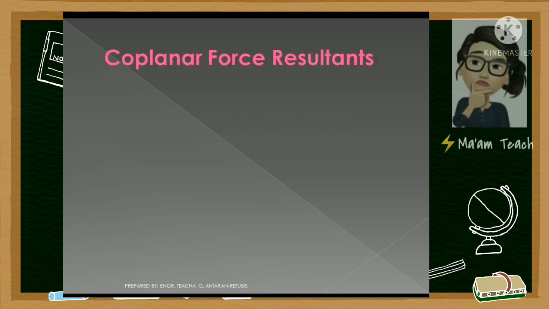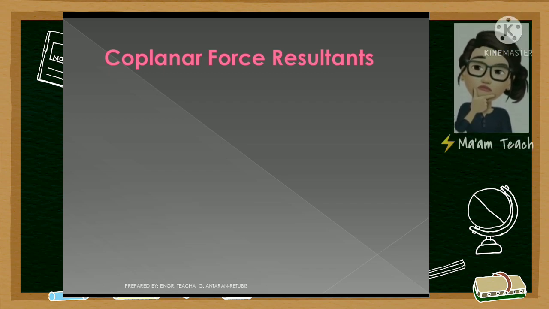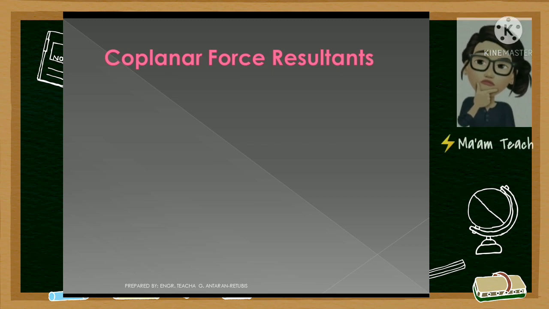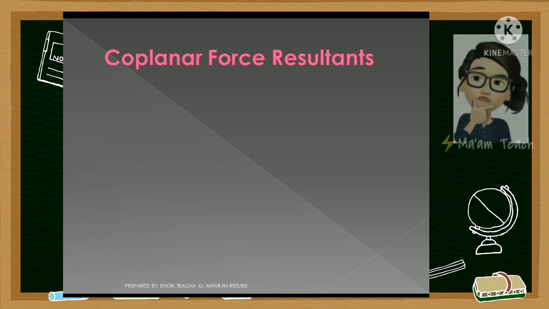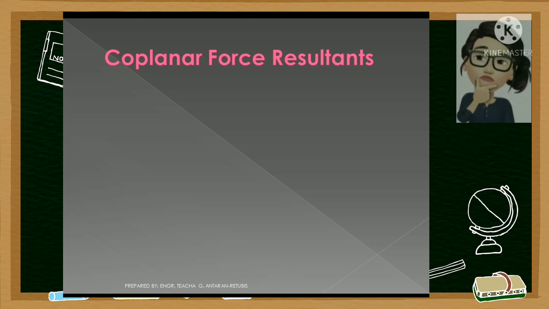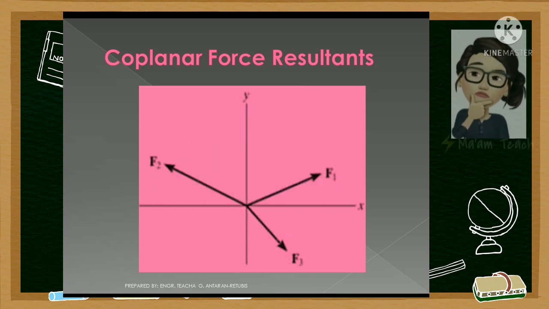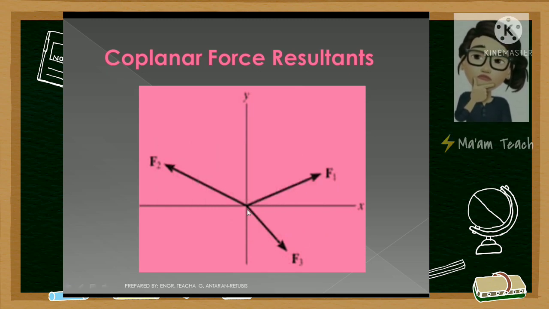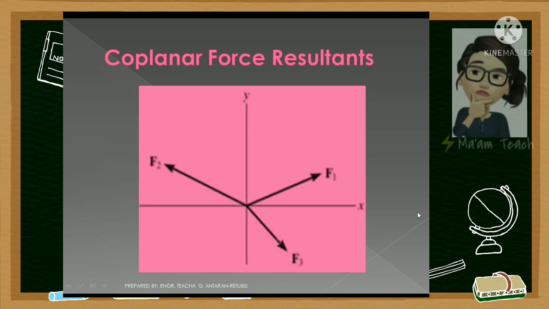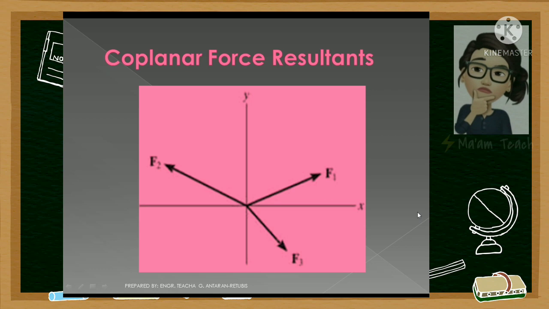Okay, now how are you going to solve for the resultant of a coplanar force? When you say coplanar force, class, these are forces that are within the same plane. When you say coplanar, they are plotted in the same plane, just like this in the figure. As you can see here, there are three forces, F sub 1, F sub 2, and F sub 3, and they are on the same plane. Okay? They are plotted in the same plane.